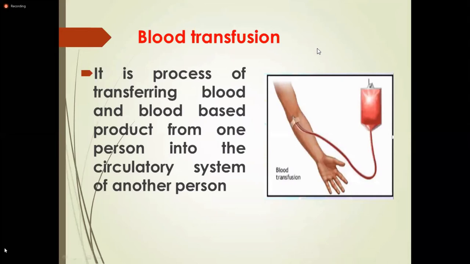So first of all, blood transfusion. What is actually blood transfusion? What we are discussing is the process of transferring blood and blood-based products from one person into the circulatory system of another person. Okay, directly into the circulatory system, we transfer the blood and the blood-related components from one person into the circulatory system of another person. Simply, this is the blood transfusion.